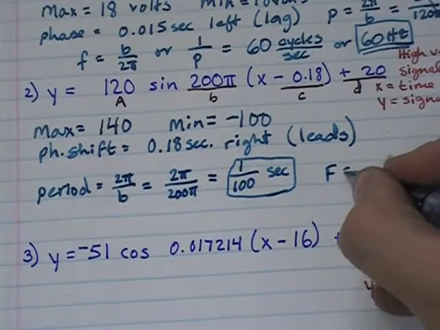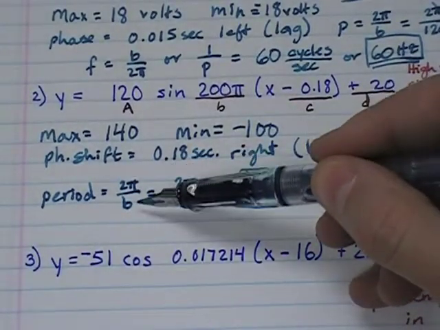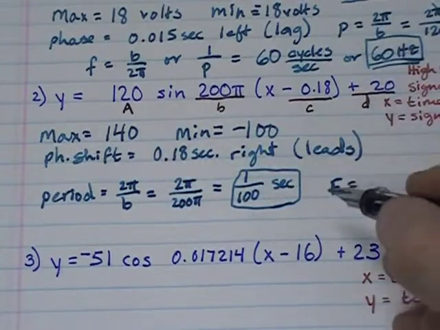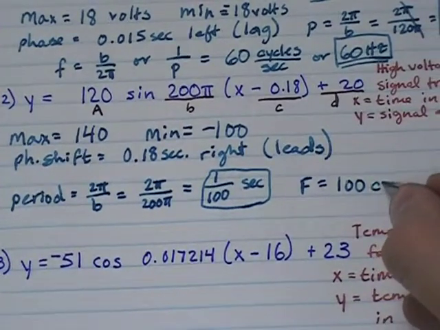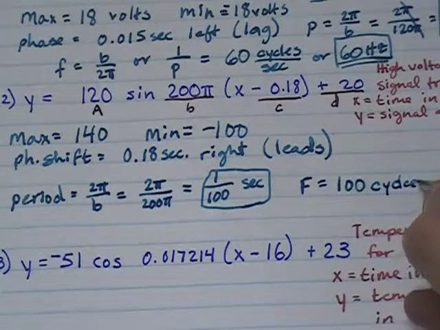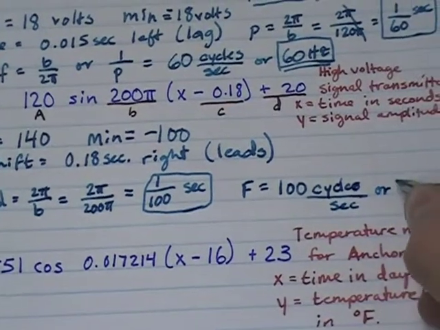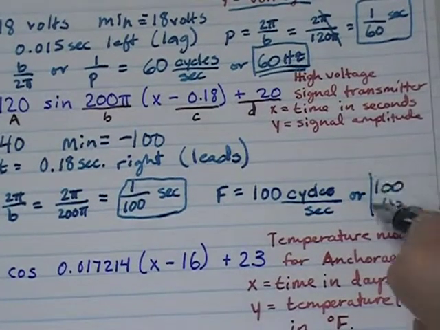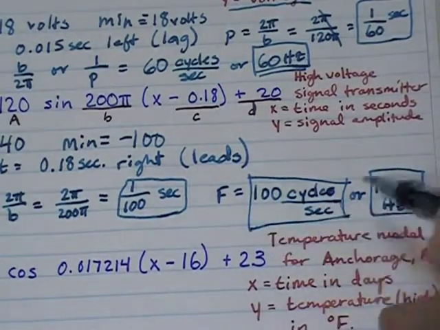And the last thing we've been asked to find is the frequency. And the frequency is always going to be b over 2 pi, or it's going to be the reciprocal of the period. Well, if the period's 1 over 100, flip that and you get 100 over 1. So the frequency will be 100 cycles per second, or 100 hertz, which is again a more common unit for most of you. 100 hertz or 100 cycles per second. Okay?